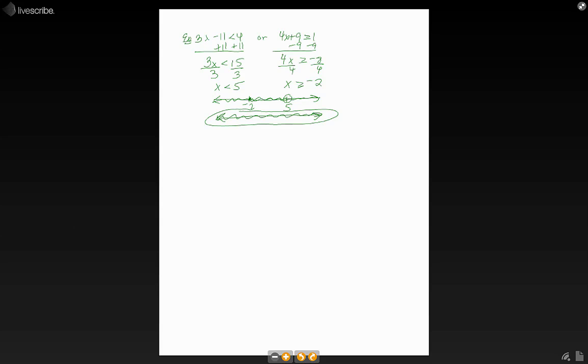Okay, so can we do set builder? Set of x such that what? Look at the final graph. It has nothing to do with negative 2 and 5. So you just put x such that x is a real number. All real numbers, right?